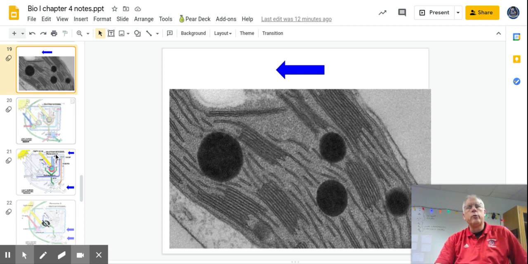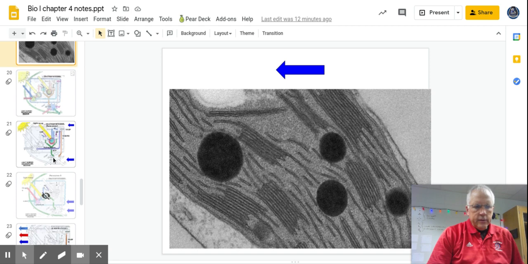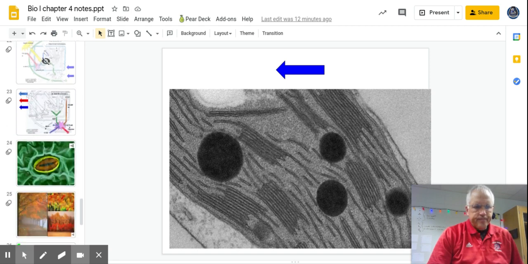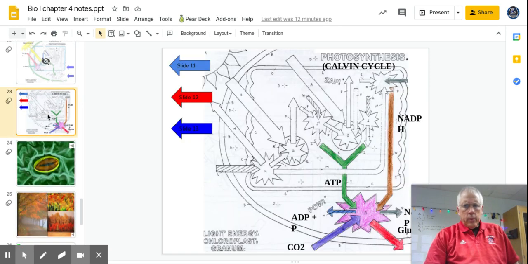Not to be confused with the stomata. The stomata is the opening on the leaf. A lot of people get those backwards on my test. The stroma is the solution inside the chloroplast where the light independent reactions take place. All right, and this is where we're at.